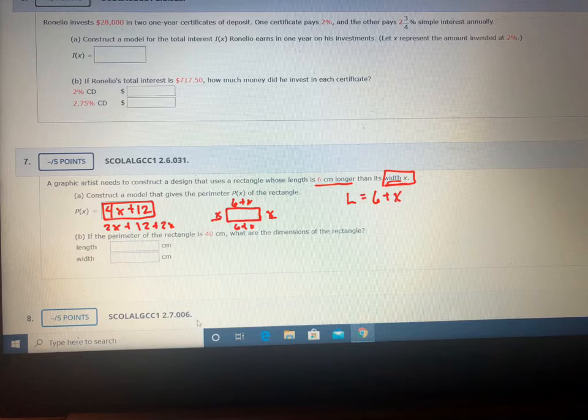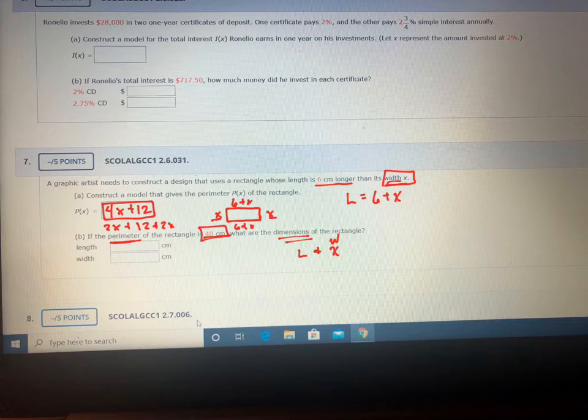So it says if the perimeter is 40, what are the dimensions of the rectangle? Dimensions mean they want the length and the width. So you want L and x, or L and W. You just plug it in. So now we're just going to plug in 40. It says the perimeter is 40.